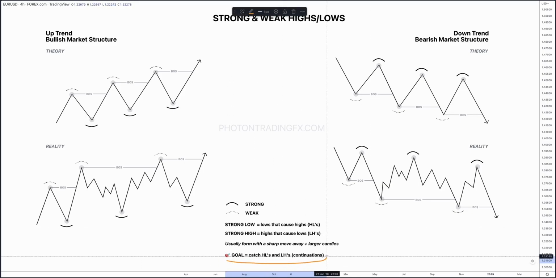So again, this is the strategy, right? Our goal is to catch higher lows. Why do we want to catch higher lows? Well, in a bullish market, the higher lows are the strong structure. This is what we're trying to buy, okay? They're going to be the highest probability moves because we're trading with the trend. We're buying from strong structure here and we're targeting the weak structure. So that's why our goal is to catch higher lows.